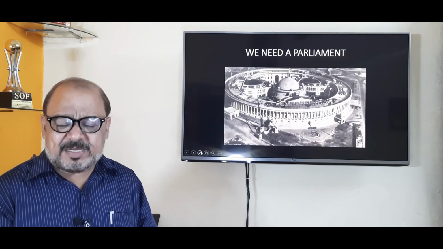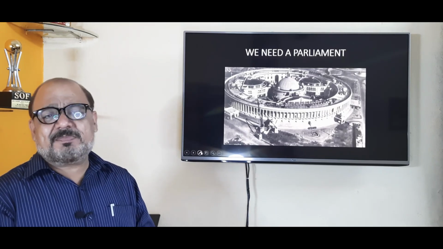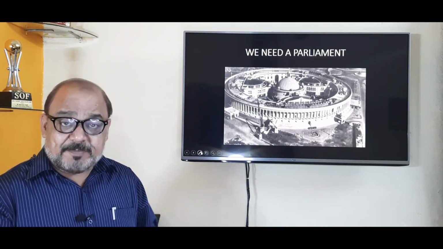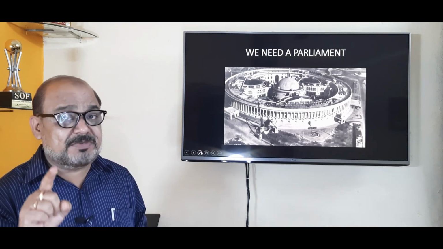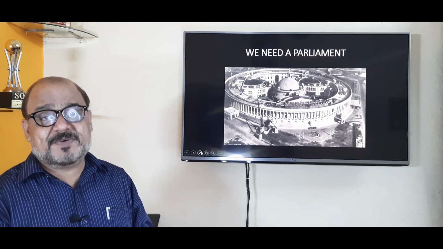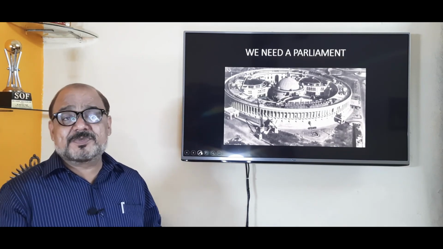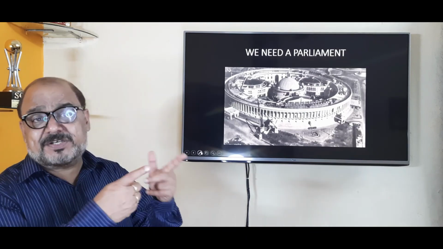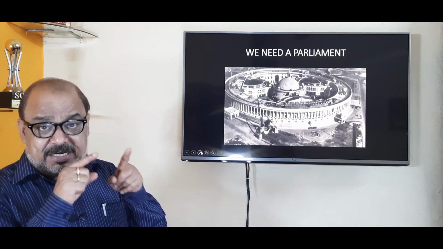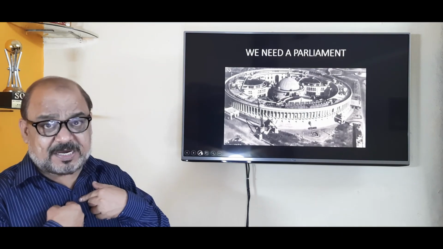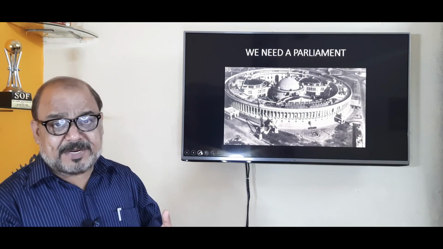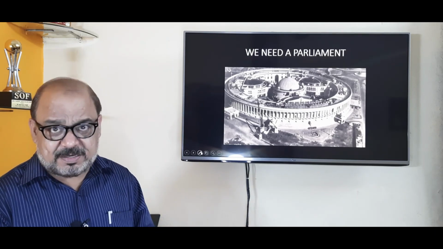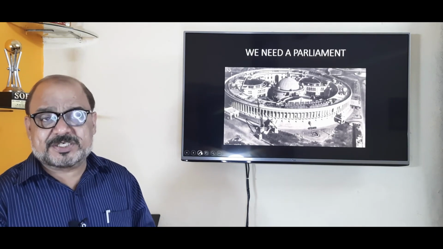We need a parliament. Of course, we need a parliament. We are a parliamentary form of democracy, so we need a parliament. But we need a parliament because the parliament functions in different ways, because the parliament performs so many functions, because we elect our representatives to the parliament and our representatives on our behalf form the government, run administration for our welfare, to strengthen our democratic values.